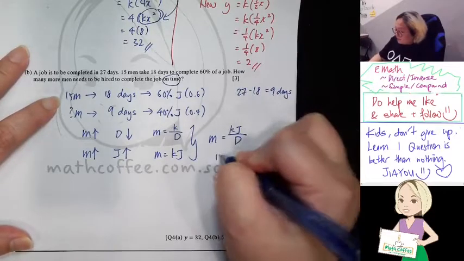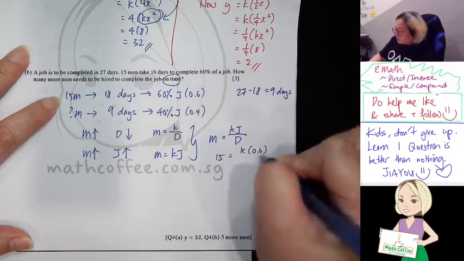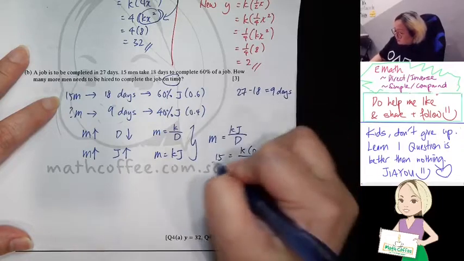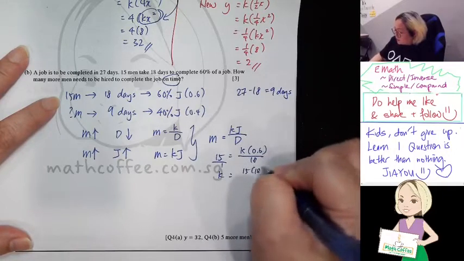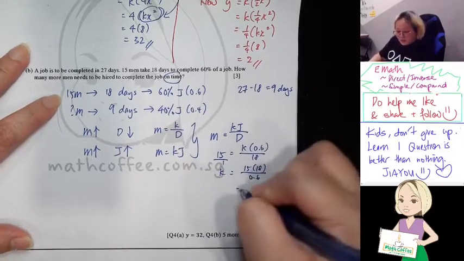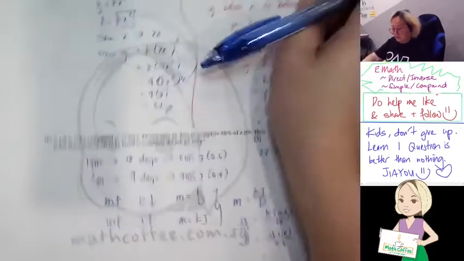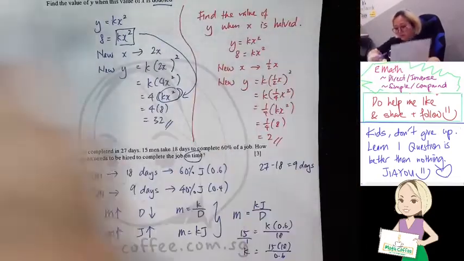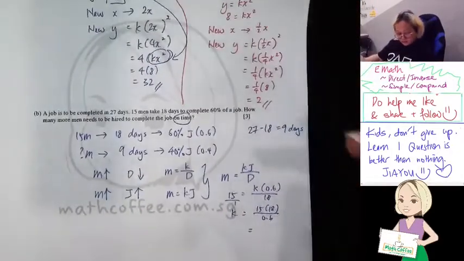So I have 15 men. K is unknown, you're supposed to find it. The job is 0.6, the day is 18. Okay, so to solve for K, you get 15 times 18 divided by 0.6. And that will give us 450.